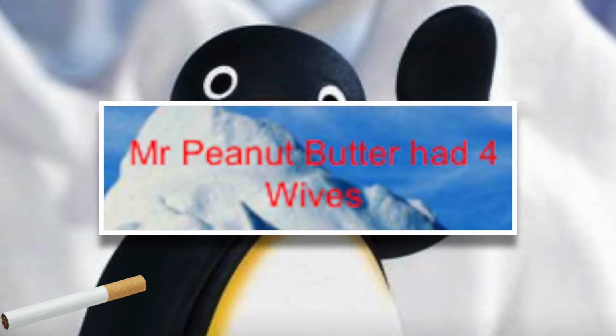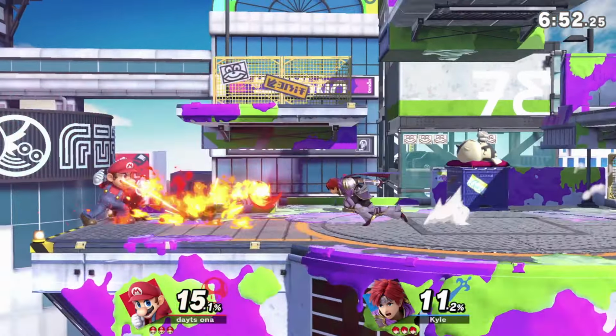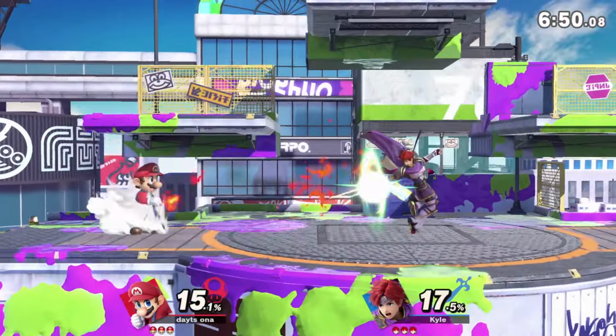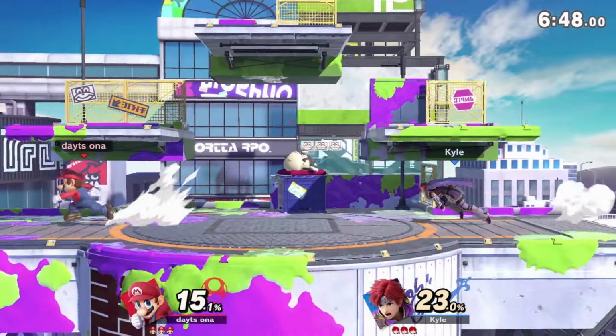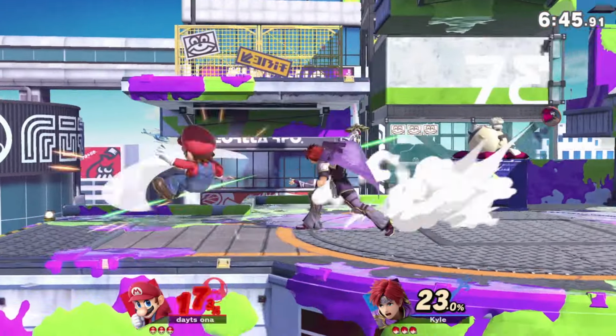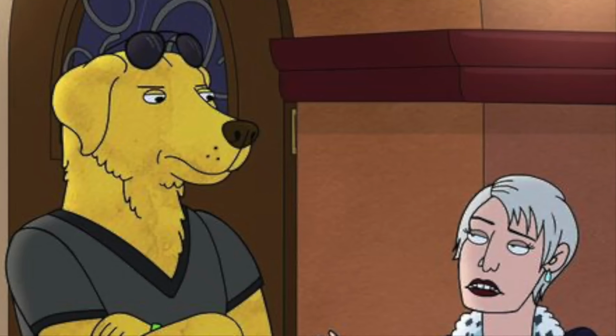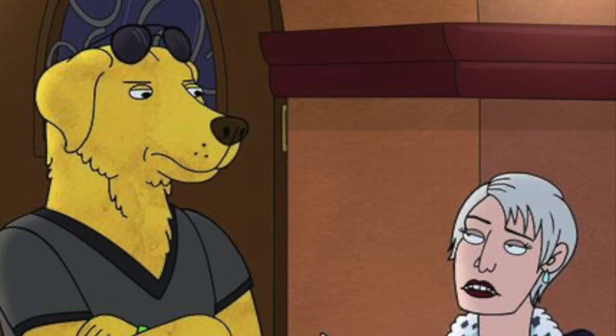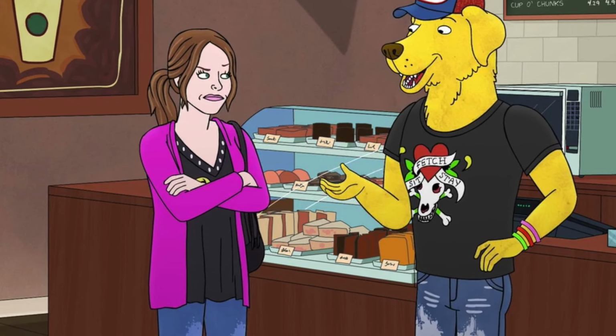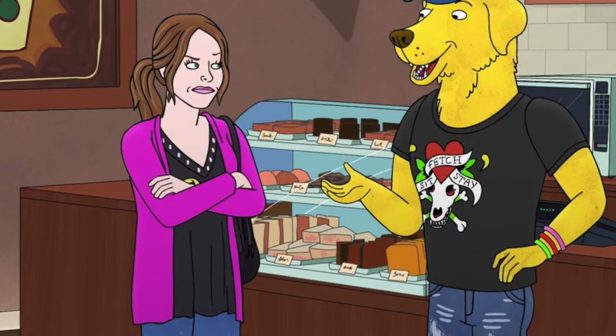Mr. Peanut Butter had four wives. As the show progresses, we get to see all the past of Mr. Peanut Butter. It is shown that he actually had four wives in total so far. First was Katrina, who was characterized as being emotionally abusive and neurotic. Next is Jessica Biel, a fellow actor but is obsessed with her celebrity status.